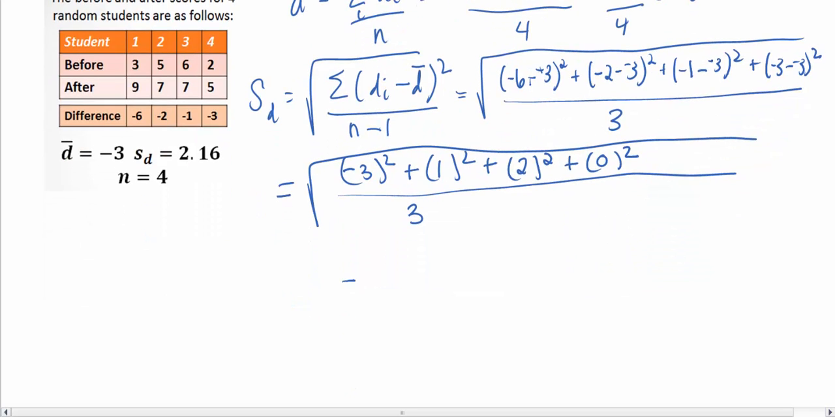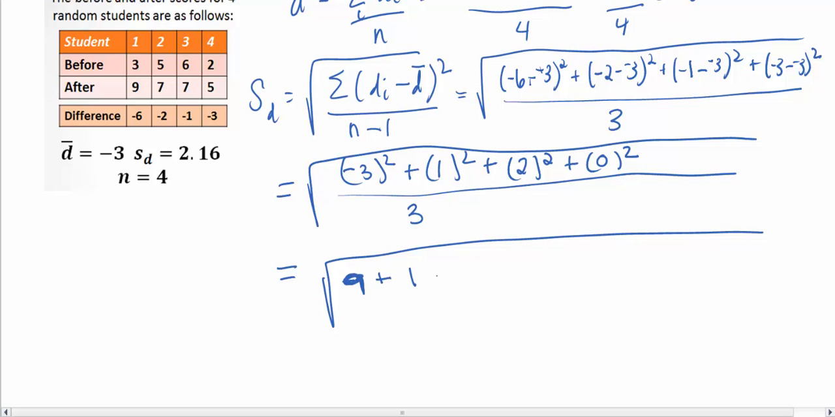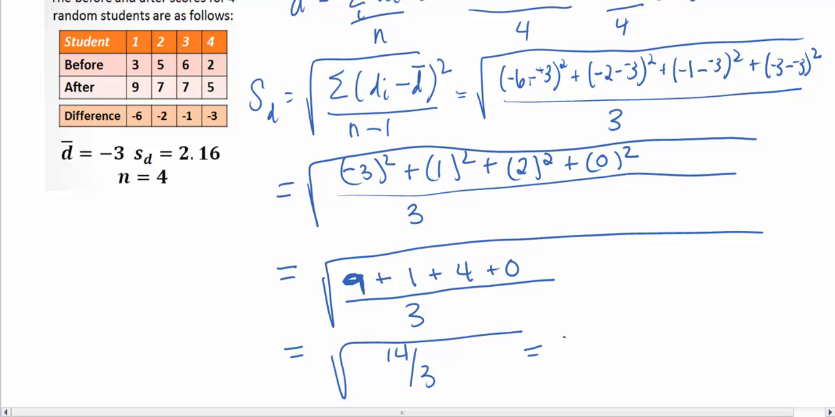We're almost there. This is equal to the square root of -3 squared, which, remember, -3 times -3 is +9, so anything squared will be a positive value. So we have +9 plus 1 squared, which would be 1, plus 2 squared, which is 4, and 0 squared is simply just 0. All this, again divided by 3, is equal to the square root of 14 over 3, which is equal to the square root of 4.67, which is equal to 2.16. This is the same as we got from our calculator.